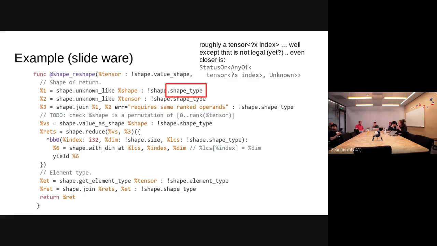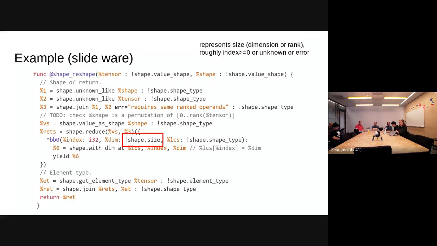We have a shape type. So roughly, you can think about it as a one-dimensional unknown of index. Well, of course, except a tensor of index isn't legal, perhaps not yet. And that's a different discussion. But even closer, you can think of this shape type as a status or an any of a one-dimensional tensor or an unknown value. So it enables you to specify I don't know, or actually an error case, and propagate it through the graph.